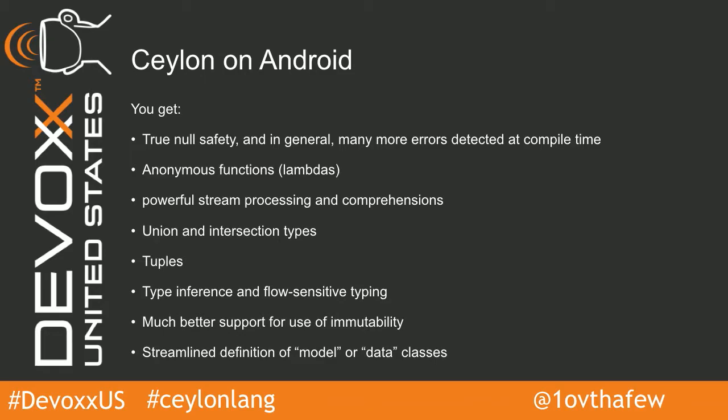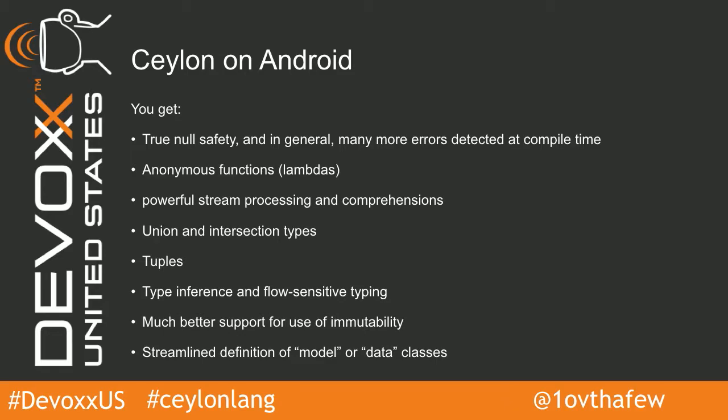Flow-sensitive typing is the idea that if I test the type of some reference to a value, then the act of testing that reference will also narrow it. So in Java, you very often say, if foo is an instance of bar, then bar equals a typecast, and that's verbose. It's kind of silly, and it's also kind of bug prone, right? I have to use a typecast, which is not really protected by the compiler, which can fail at runtime.